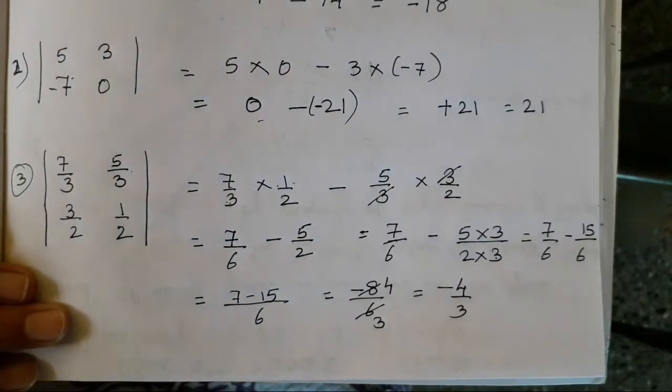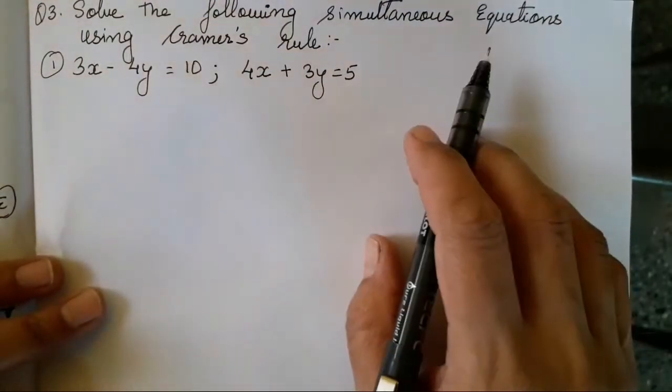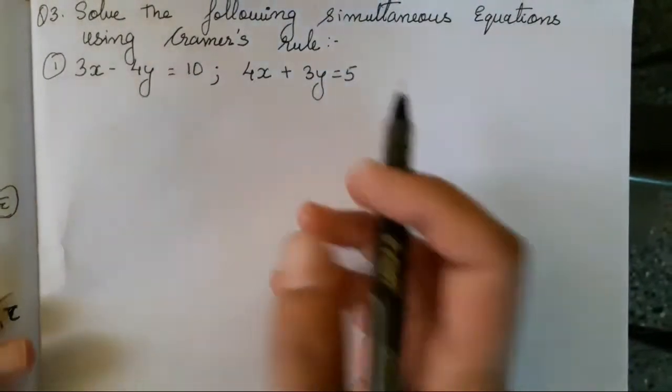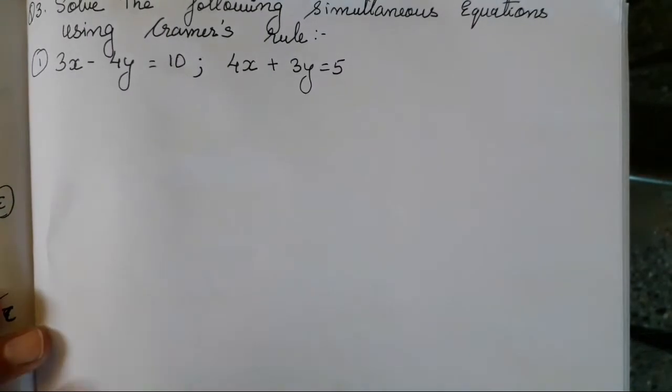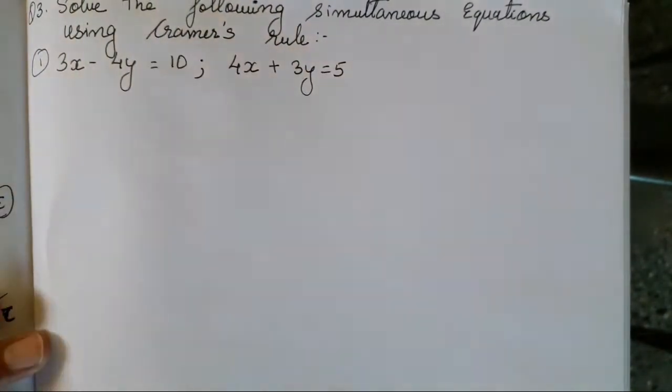Okay. Now let's solve the next question. Solve the following simultaneous equation using Cramer's rule. Okay, so the same method we have to use. Don't get confused. Determinants and Cramer's rule mean the same.